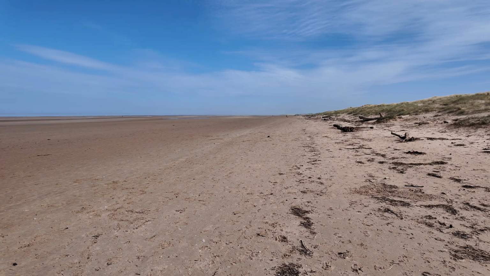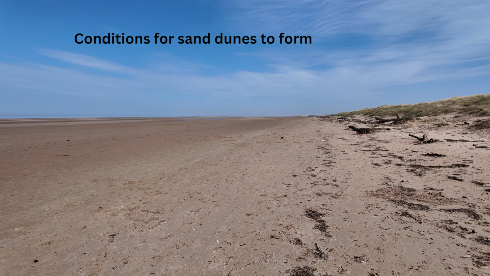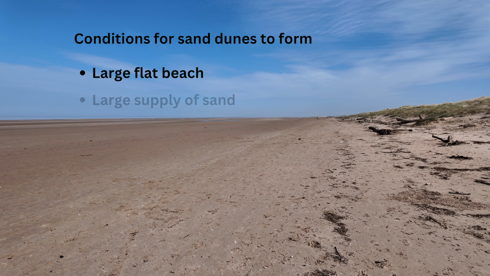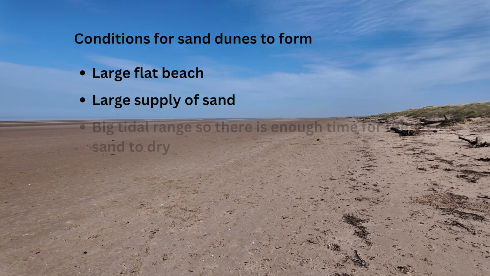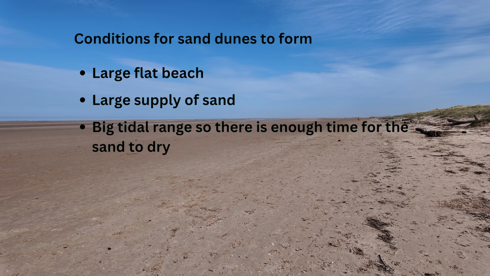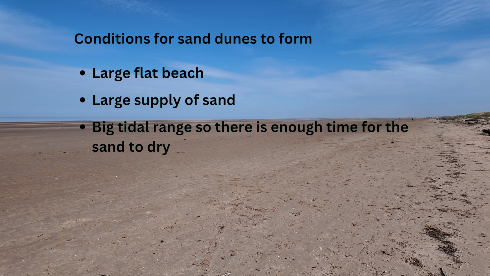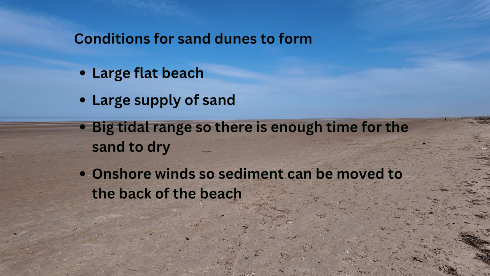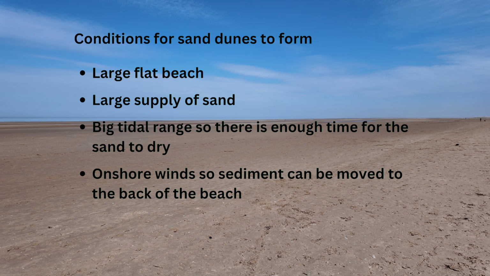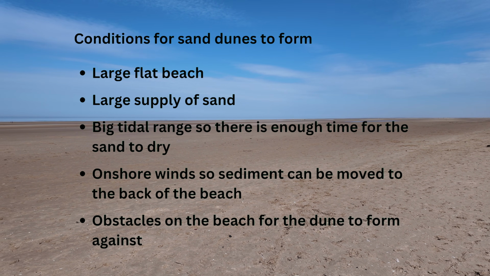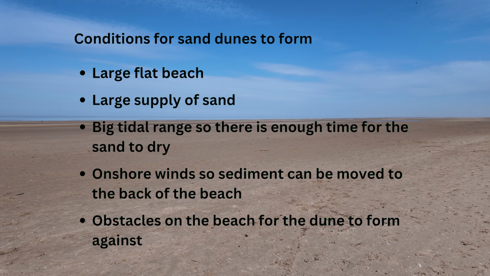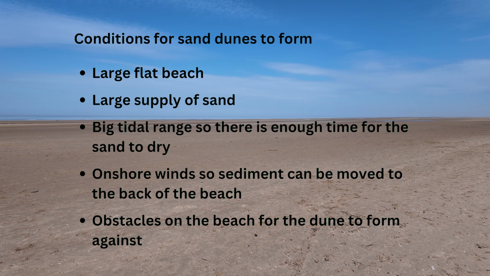For sand dunes to form they need the following conditions: a large flat beach, a large supply of sand, a big tidal range so there is enough time for the sand to dry before the tide comes back in again, onshore winds so sediment can be moved to the back of the beach, and they need obstacles on the beach, such as driftwood, for the dune to form against.